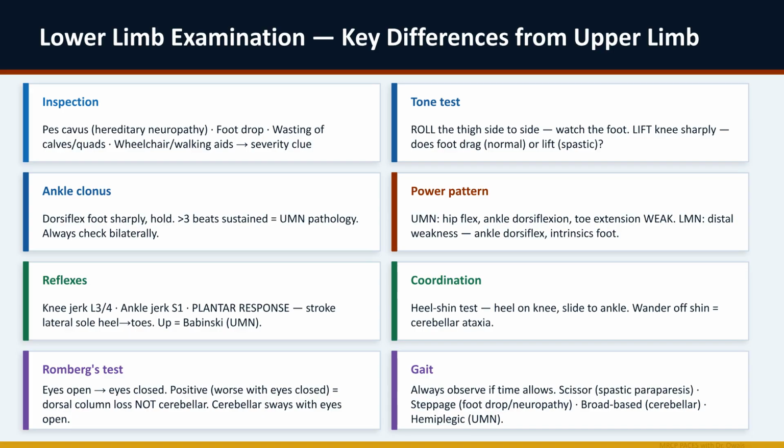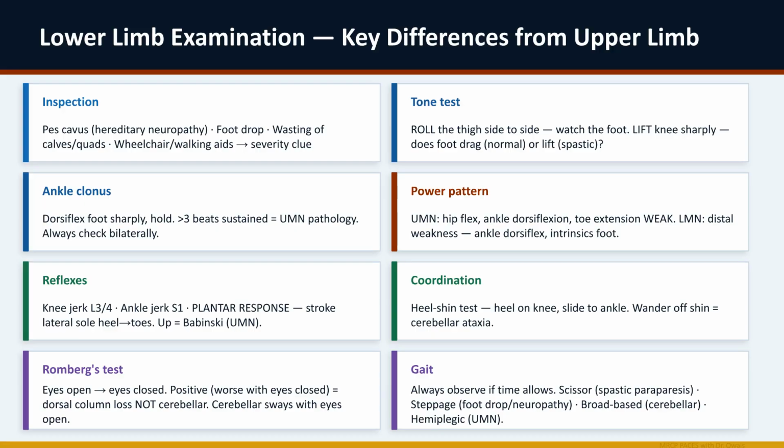The lower limb examination follows exactly the same sequence as the upper limb: inspection, tone, power, reflexes, coordination, and sensation, but with a few important modifications. Position the patient lying flat on the couch, legs fully exposed. General inspection. Look for asymmetry, wasting, particularly of the quadriceps and calf muscles, fasciculations, foot drop, pes cavus, skin changes, scars.